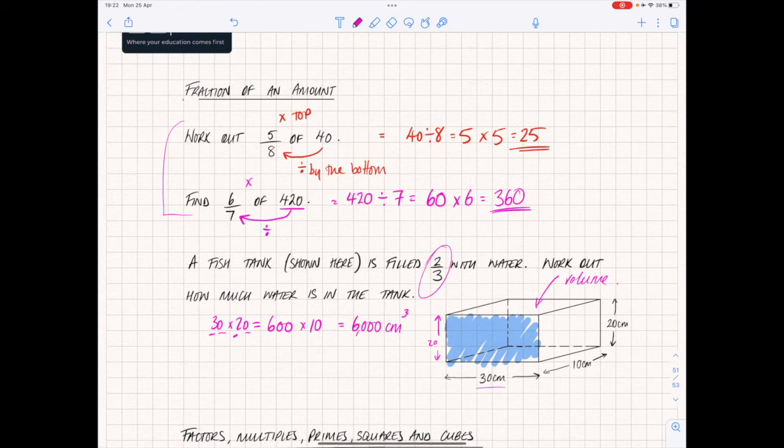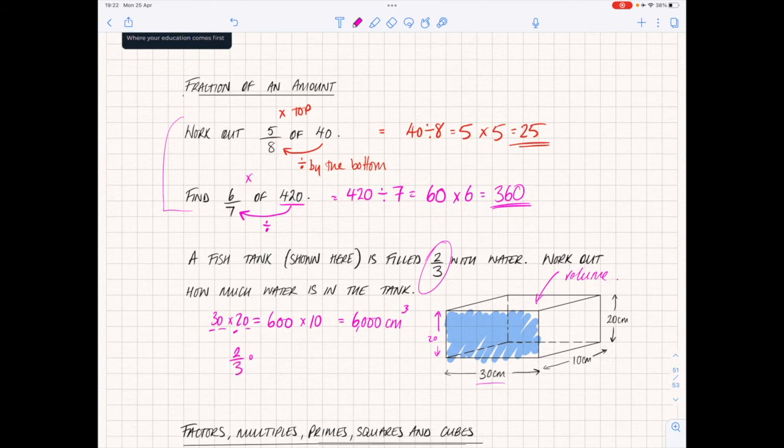Now 2/3 means all you do is you're saying 2/3 of 6,000. So you divide by the bottom. So you're doing 6,000 divided by 3, which is 2,000.